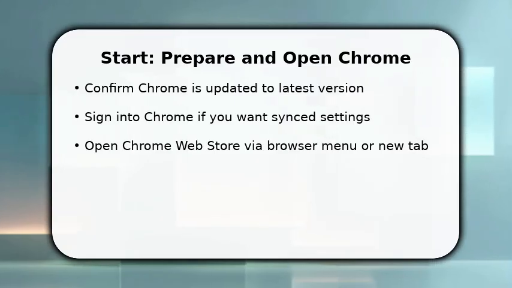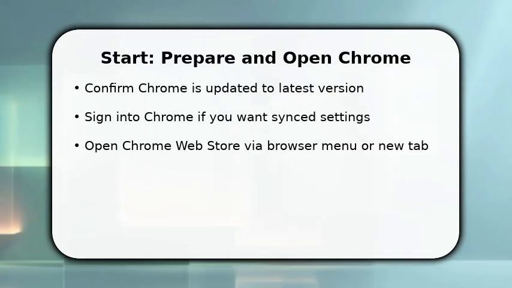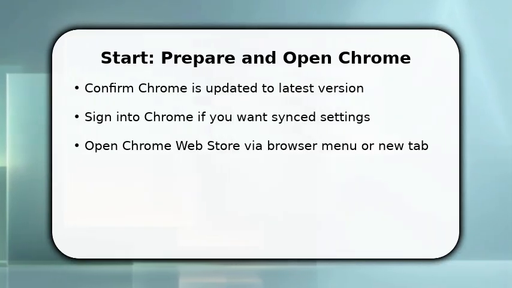You begin by verifying Chrome is current and, if helpful, signed into your Google account so settings sync. Once done, open a new tab and go to the Chrome Web Store. Make sure you are in the browser where you want Browsec installed. This avoids adding it to the wrong profile.